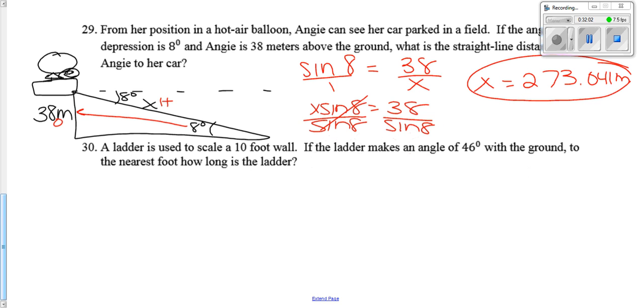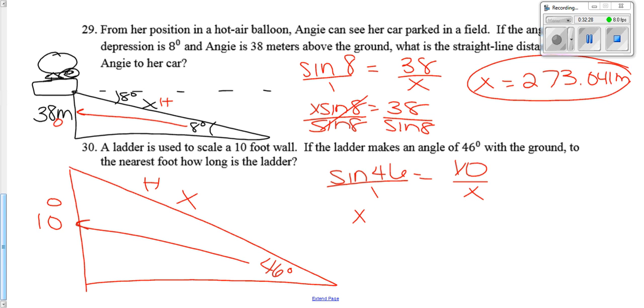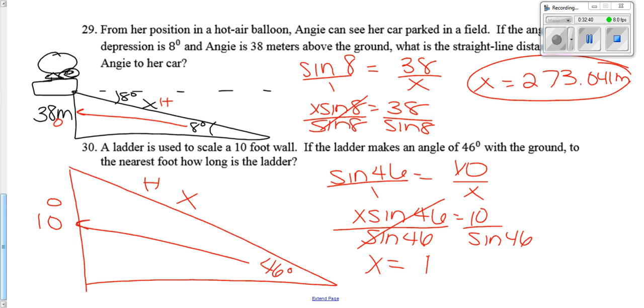All right, a ladder is used to scale a 10-foot wall. So here's our 10-foot wall. The ladder makes an angle of 46 degrees with the ground. How long is the ladder? Our 10 is our opposite. X is our hypotenuse, so sine of 46 equals 10 over x. Cross multiply, x sine 46 equals 10. Divide by the sine of 46. And x is 13.901 feet.